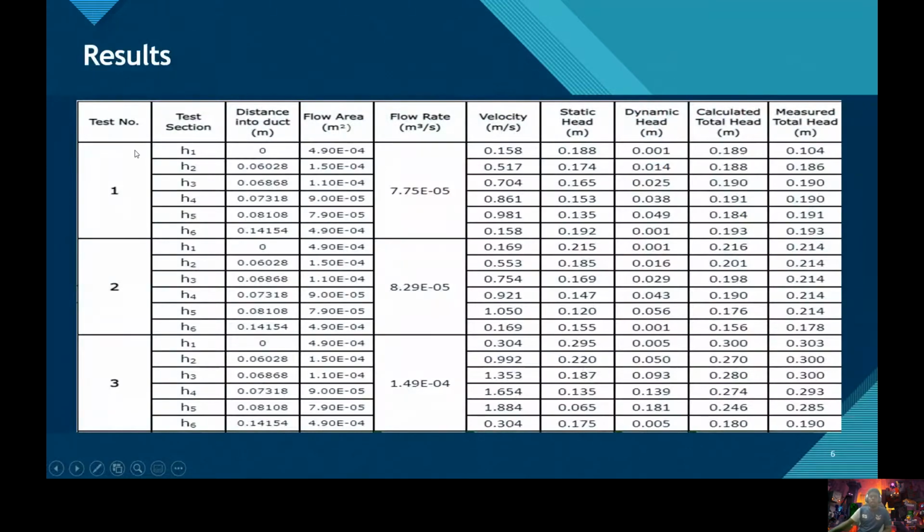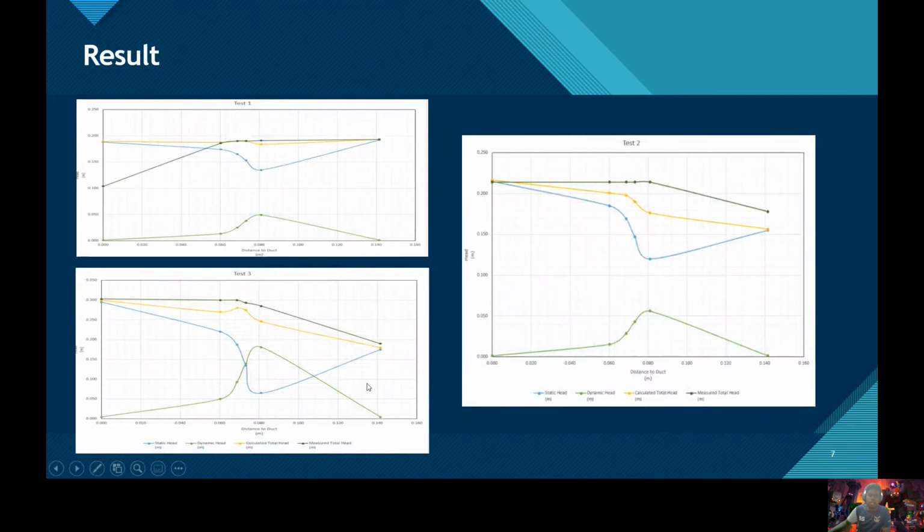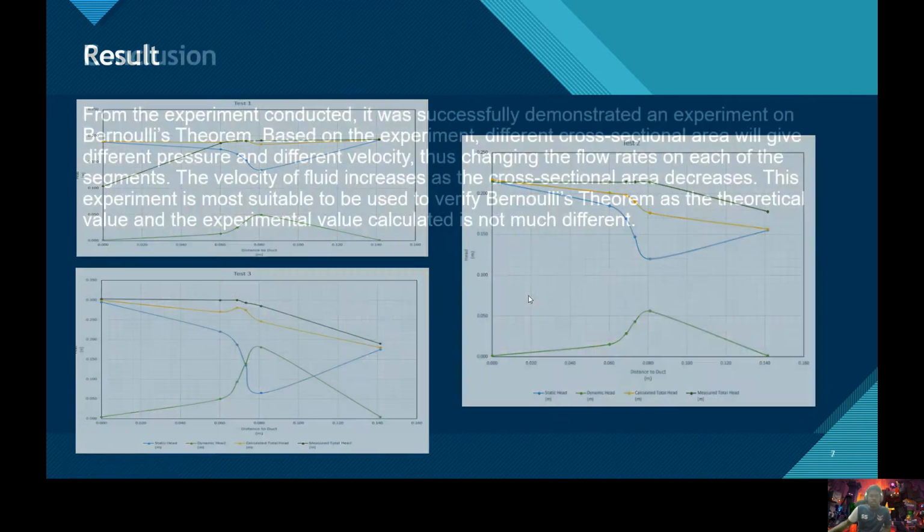So as you can see from the result table, the test was run 3 different times, which yielded 3 different flow rates and of course different values as well. The static head probe gives us the static head value. The dynamic head probe gives us the dynamic head value. And there are 6 different heights and 6 different values for each test because 6 different manometers were used, yielding us these 3 graphs for test 1, test 2, and test 3.